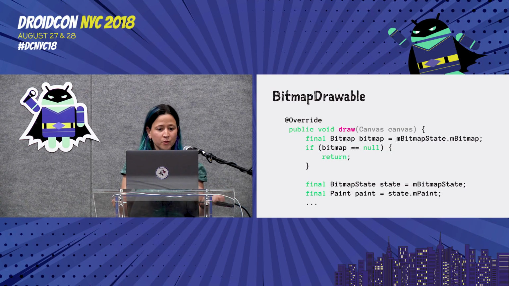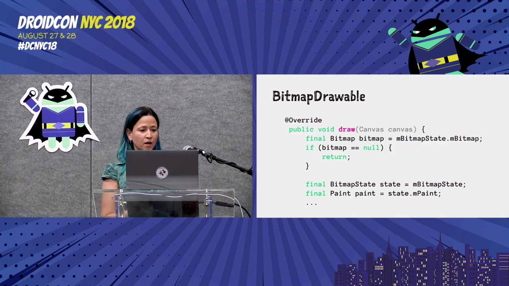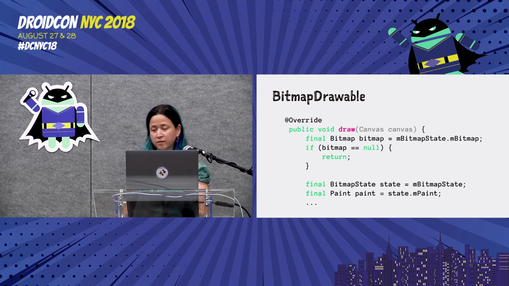So a bitmap drawable is relatively straightforward. Like I said, here's another example of how all the drawables override the draw method and draw whatever they are drawing to the canvas. And in this case, it's a bitmap. So it just takes the bitmap as is and draws it on the canvas.